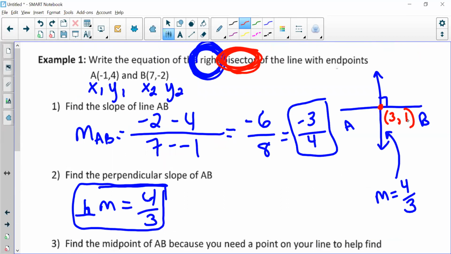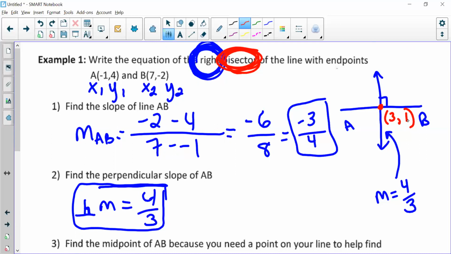Ultimately, I want the equation of the line. It says, what's the equation of the right bisector? That's y = mx + b. I have my slope is 4/3, and I have my midpoint of (3, 1). What's my next step? What am I looking for? To find the B value.